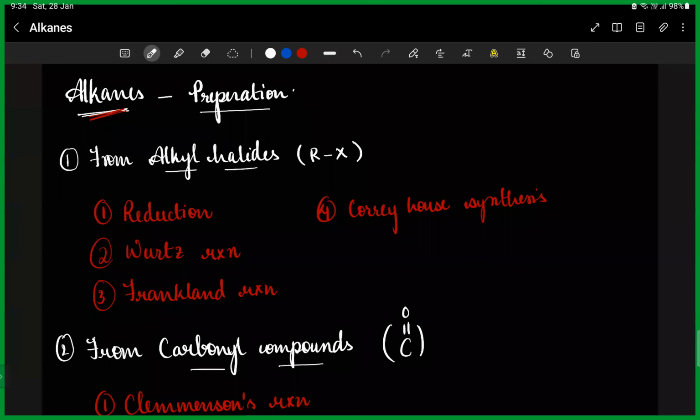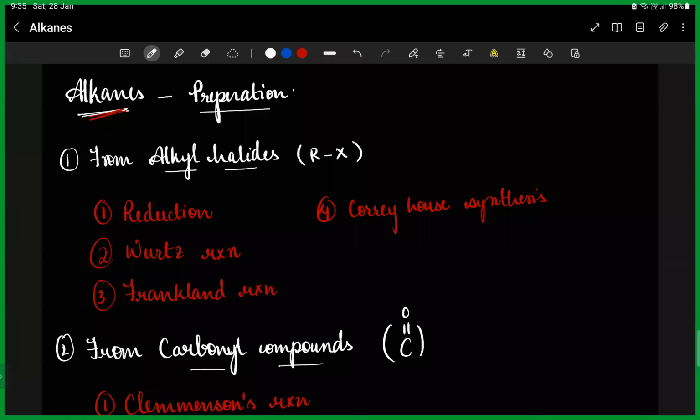So today let us see alkanes preparatory methods. Alkanes are saturated compounds. They don't have any unsaturation in them. They are also called paraffins. This is the first topic under hydrocarbons. So let's see the preparatory methods of alkanes today.